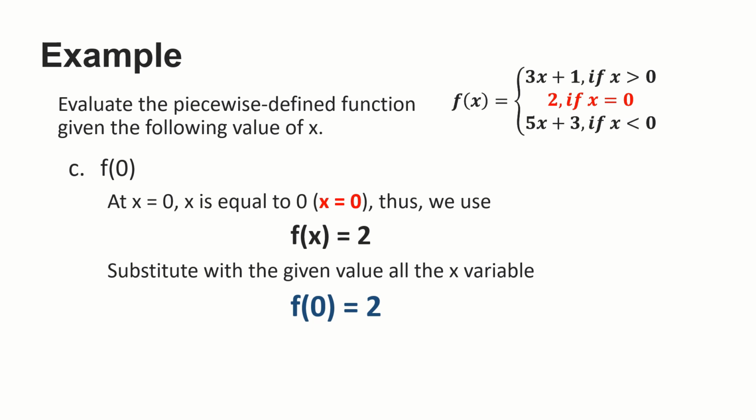So again, if we look at this function, whenever our value of x is greater than 0, we use 3x plus 1. Whenever our x is equal to 0, we use f of x is equal to 2. Whenever our x is less than 0, we use 5x plus 3. And this is for this specific piecewise defined function.